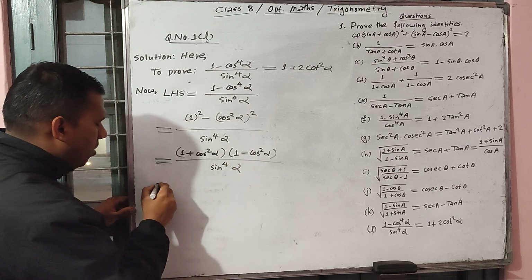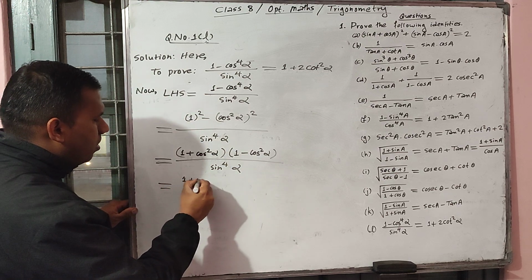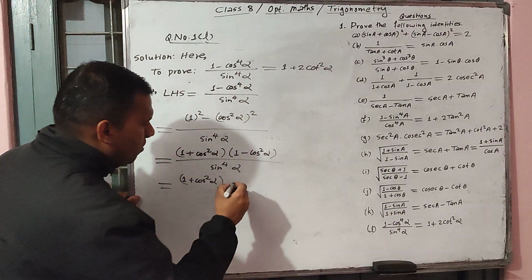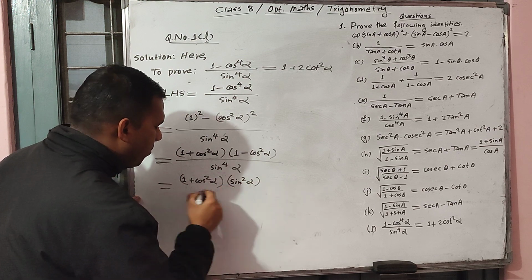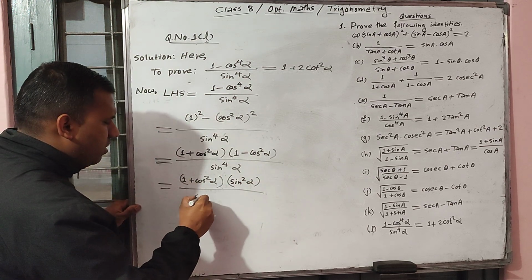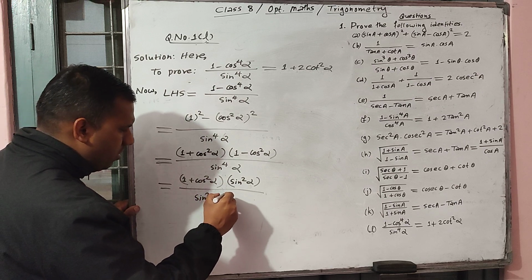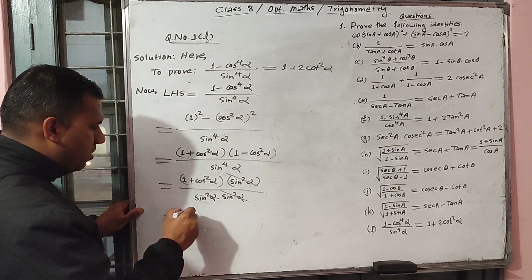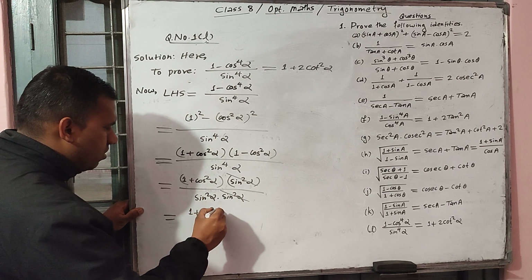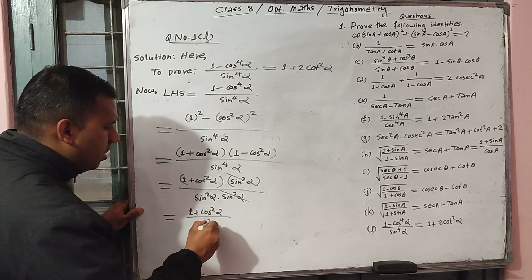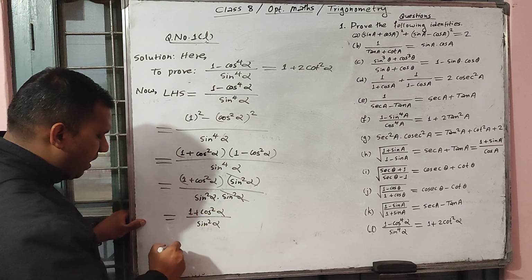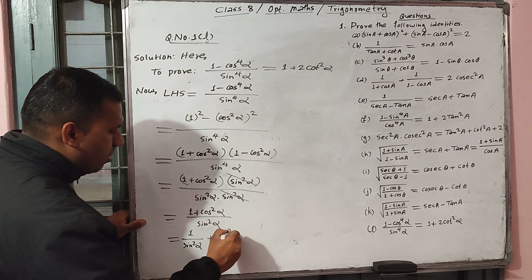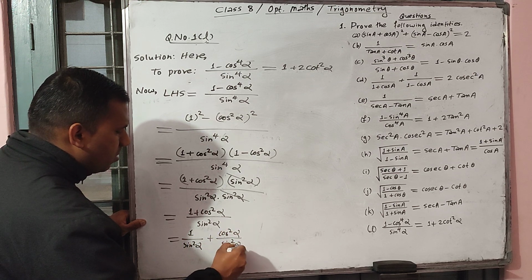So here (1 plus cos square alpha) times (1 minus cos square alpha) upon sin to the power 4 alpha. This equals 1 plus cos square alpha. Now 1 minus cos square alpha, that is sin square alpha, upon sin to the power 4 alpha, that is sin square alpha dot sin square alpha. This sin square alpha and this cancel. The remaining part is (1 plus cos square alpha) upon sin square alpha.